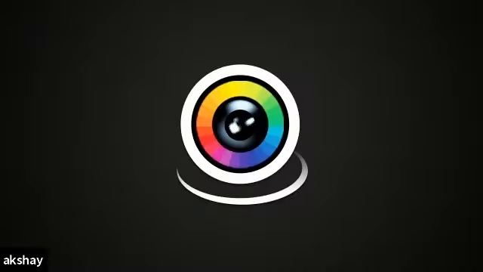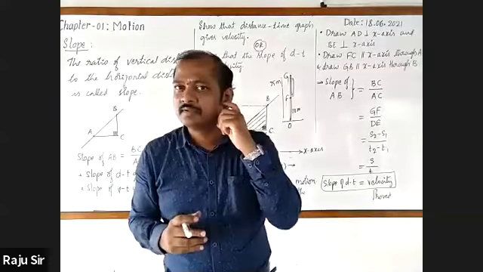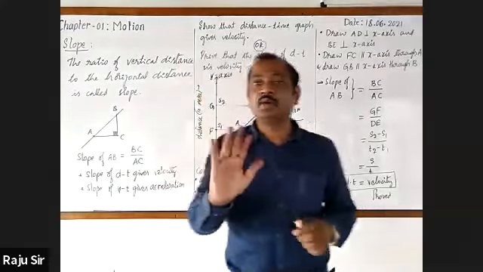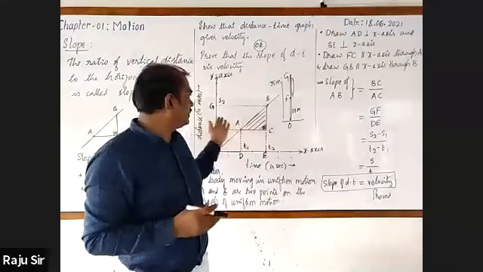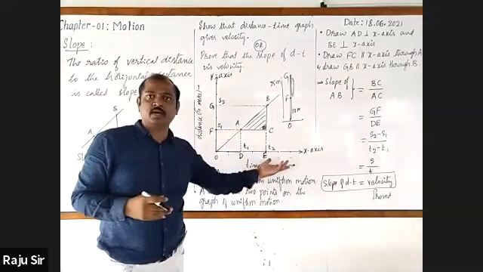Whatever the concept we have covered today. Sir, S represents speed, sir. No. Displacement. For speed we take V, right? S1 and S2 are distances. T1 and T2 are time.